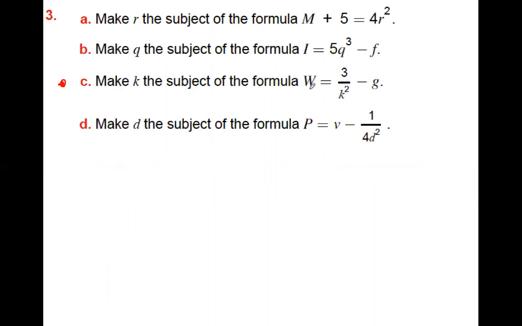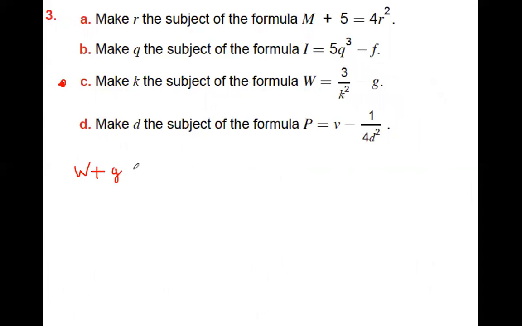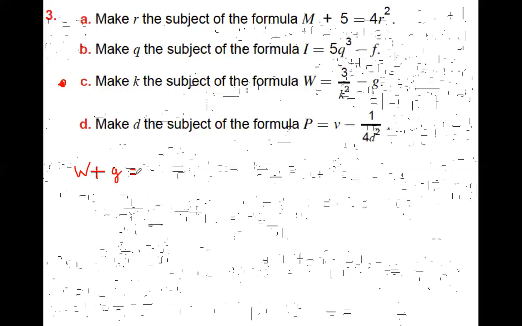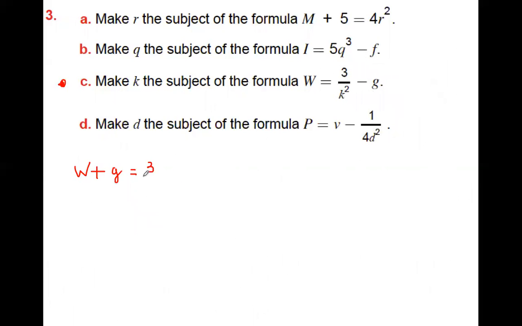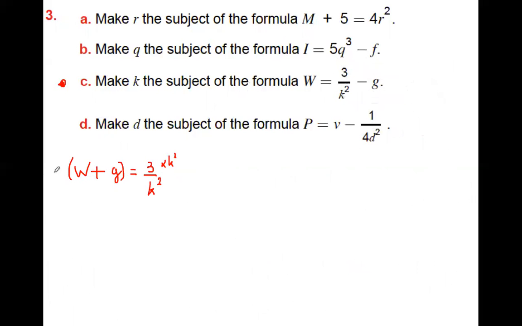So the first thing first, I want K to be the subject. So I'm going to move G on the other side. I get W plus G equal 3 over K squared. So I've just moved the G. Now, how do I get rid of that divide by K squared? You need to time by K squared both sides. And remember, because you time the whole thing, you need to put brackets.